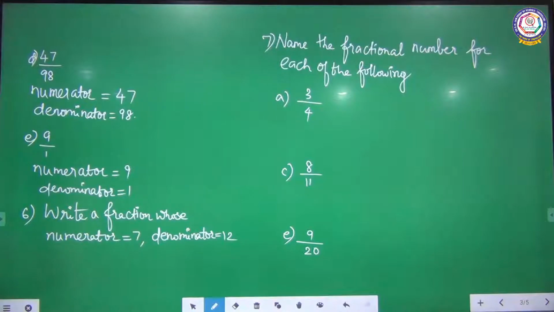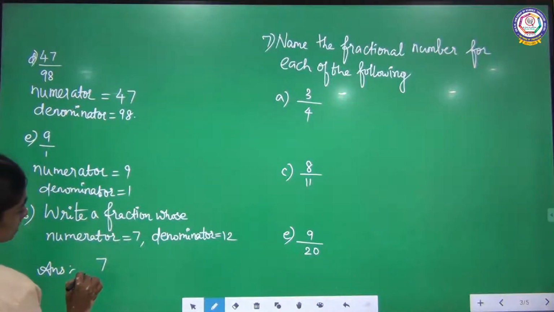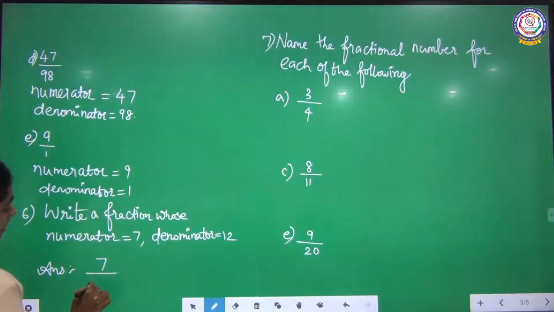Can you clear this? Now write a fraction. So here they are given. What we have written in the fifth, the same in reverse we have to write. So numerator and denominator are given. We are going to write in the fraction. So numerator, where does it come? Above the line. So 7, and the denominator is what? 12. That is below the line. So I can write the answer to be what? 7 by 12.